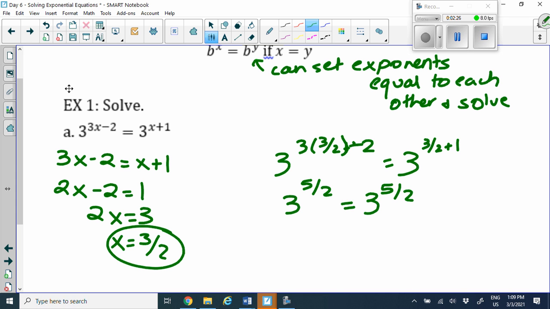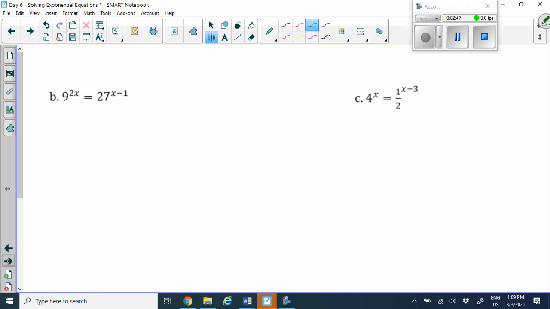We can already tell that this is going to work because our base and the exponent on both sides match, but we'll go ahead and figure all this out. So I do 3 to the 5 halves. And that's going to give us a decimal around 15.58. So we do get the correct answer here. So 3 halves is the right answer. So just letting you know, you can always check. Okay, now let's go ahead and look at B.